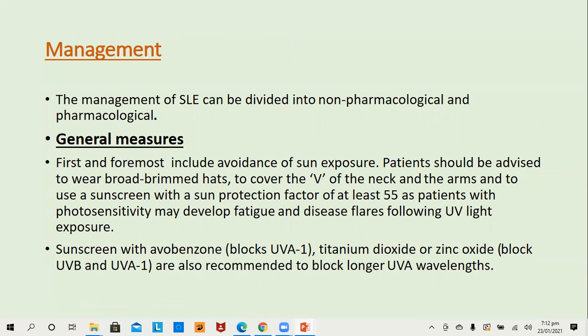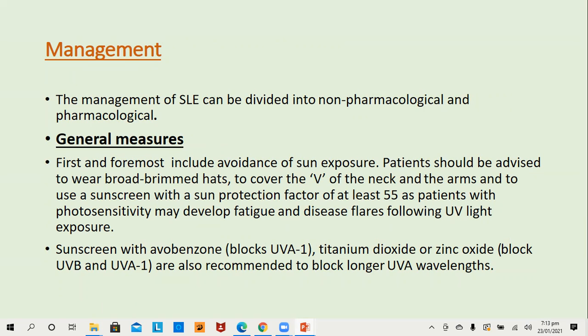The management of SLE can be divided into non-pharmacological and pharmacological management. The non-pharmacological or the general measures include, first and foremost, sun avoidance. Patients should be advised to wear broad-brimmed hats to cover the V of the neck and arms, and to use sunscreens with a sun protection factor of at least 55.